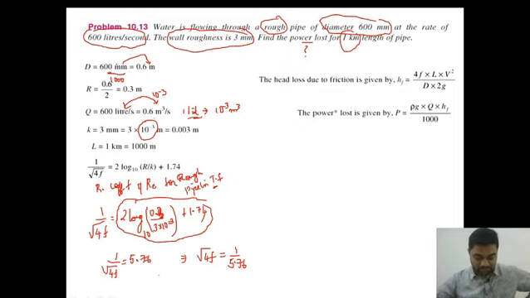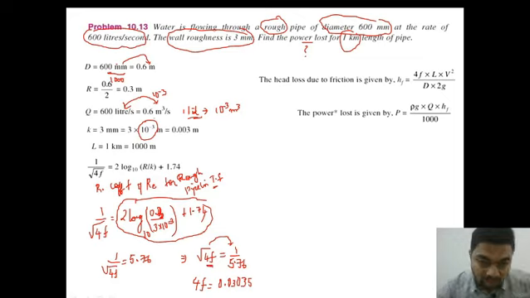So from here, if we take the value of 4F and we send this root to the other side, it becomes square. So the value of 4F is around 0.03035. This is the value of 4F. Now we need to substitute this value of 4F in the above equation.